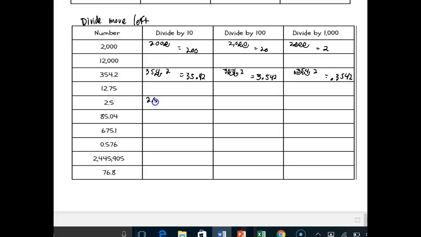2.5, again, because I have a decimal, I start from the decimal, so divided by 10 equals 0.25. 2.5 divided by 100, once, twice, equals 0.025. Notice the number getting smaller and smaller as I divide by more numbers. And 2.5 divided by 1,000, once, twice, three times, I need two zeros this time, equals 0.0025.